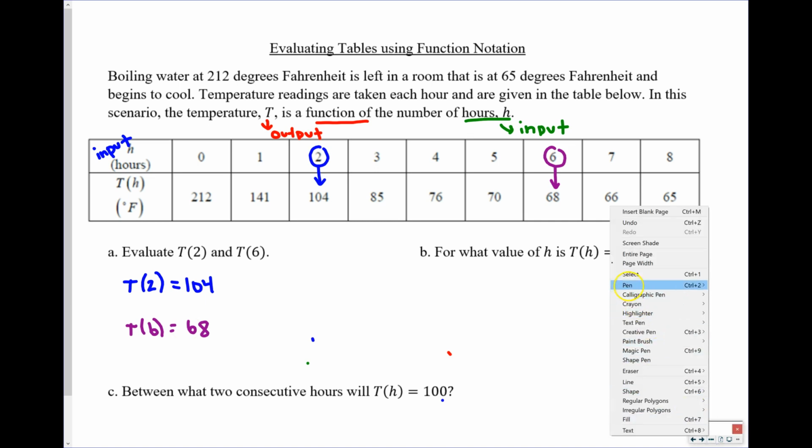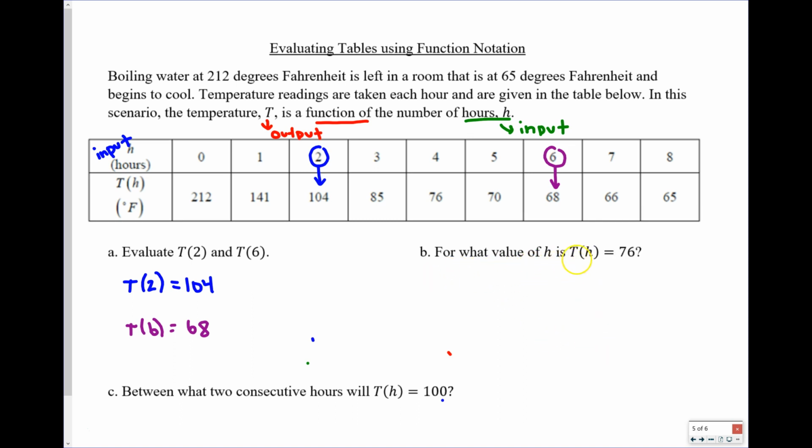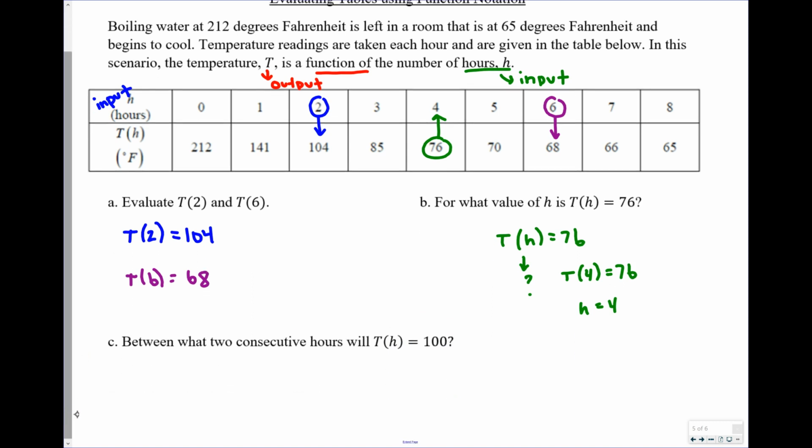B is a little bit more interesting, and it's worded a little strangely. This is saying, for what value of H is T of H equaling 76? So in this case, I don't know what H is, but I do know what 76 is, so I'm going to go to the bottom table, find 76, and that goes with 4. So now I'm saying that after 4 hours, I get 76. So the value of H is going to be 4 for this particular question. So be really careful with A and B. They're asking two different things, and the language is very strange, but it's really always asking for inputs and outputs.